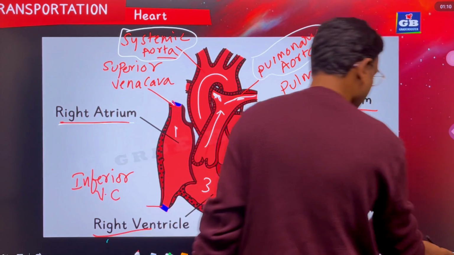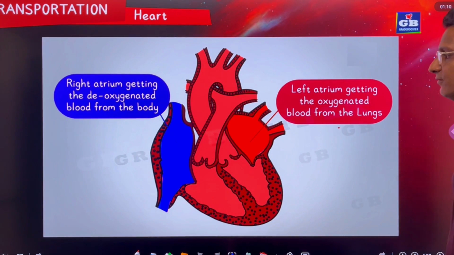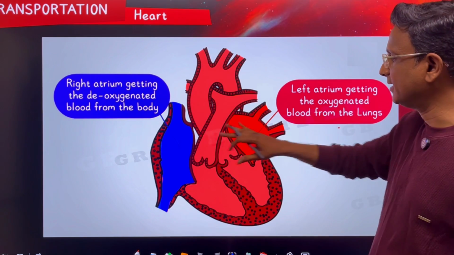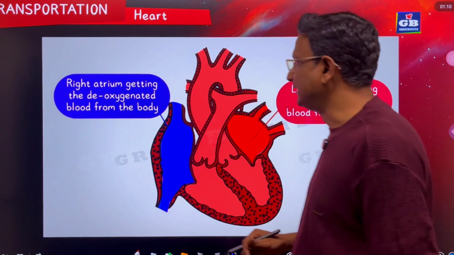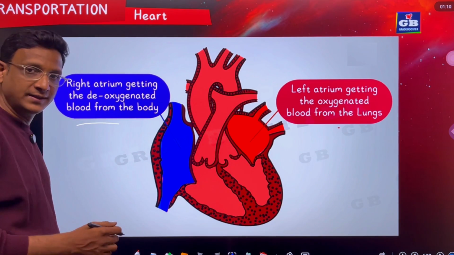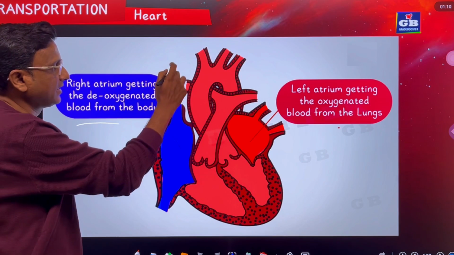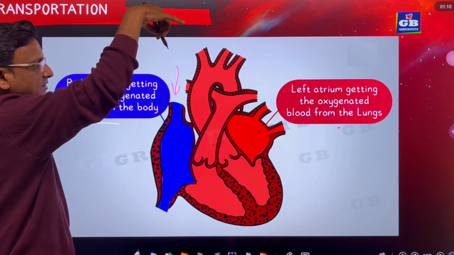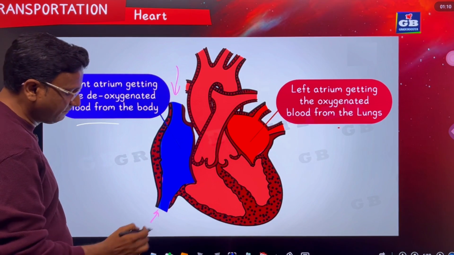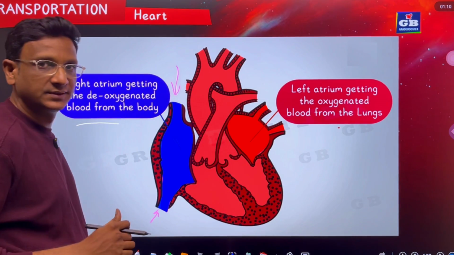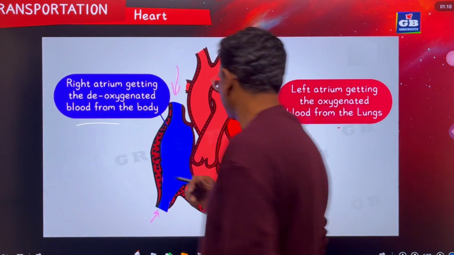So let us go to the functioning of the heart. Let us look at the functioning of the heart. In the same diagram, you can see this area is marked in blue and this is marked in red. The right atrium gets the deoxygenated blood from the body. I already told you that there are 2 blood vessels connected. This is the superior vena cava and this is the inferior vena cava. So from body parts the blood is brought into this right atrium.